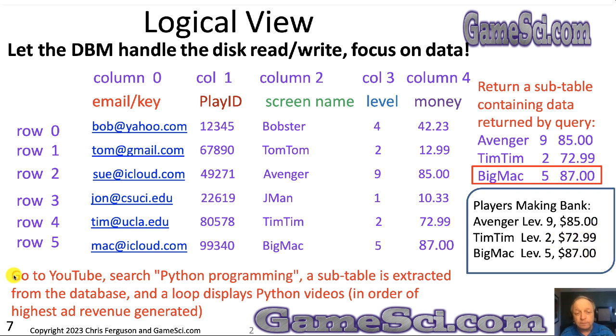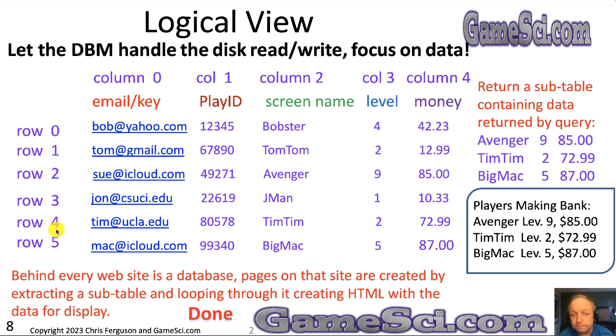Go to YouTube, search on Python programming. A subtable is extracted from the YouTube database, and then a loop displays the Python video on the screen for you. And again, what gets displayed first? The things they make the most money off of. YouTube is ad supported, so they want to show you the views that generate the most money in ad sales.